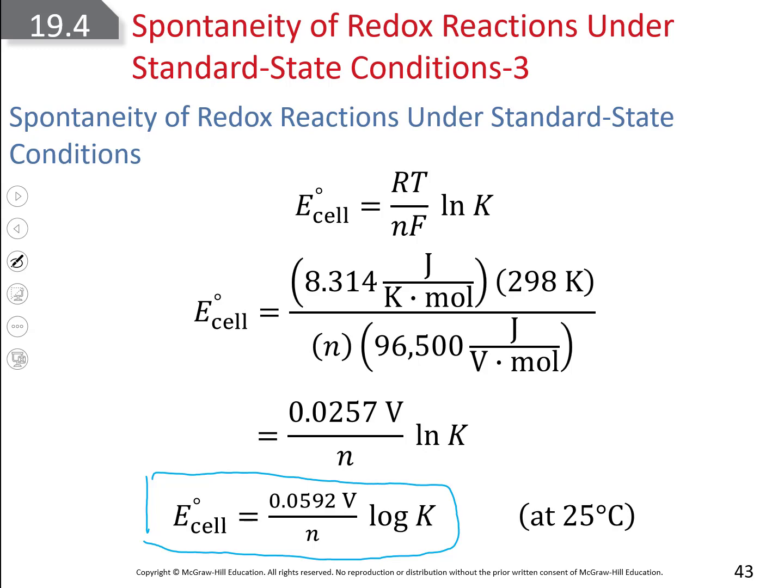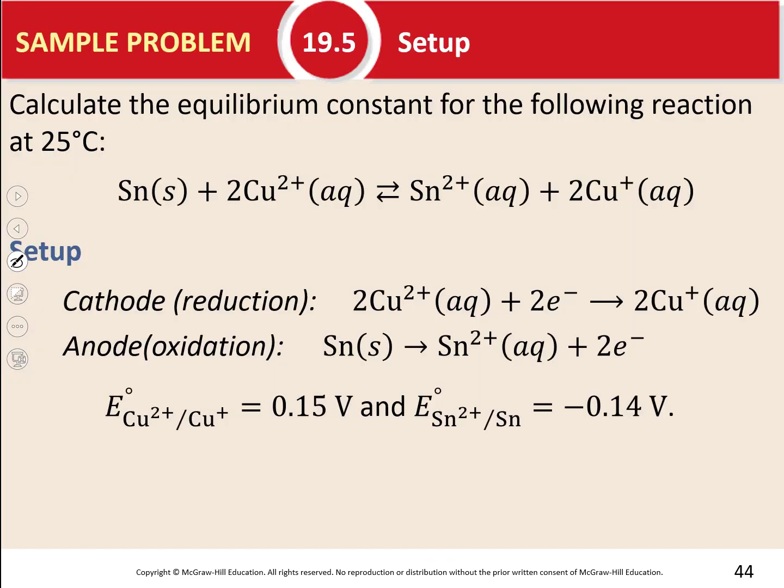So let's try this out. Calculate the equilibrium constant, K, for the following reaction at 25 degrees Celsius. Solid tin plus 2 copper 2+ ions is in equilibrium with tin 2+ aqueous and 2 copper ions. Again, I would have only given you the top reaction, but you can determine what was oxidized and what was reduced from the top reaction. If tin goes from no charge to 2+, is that gaining or losing electrons?